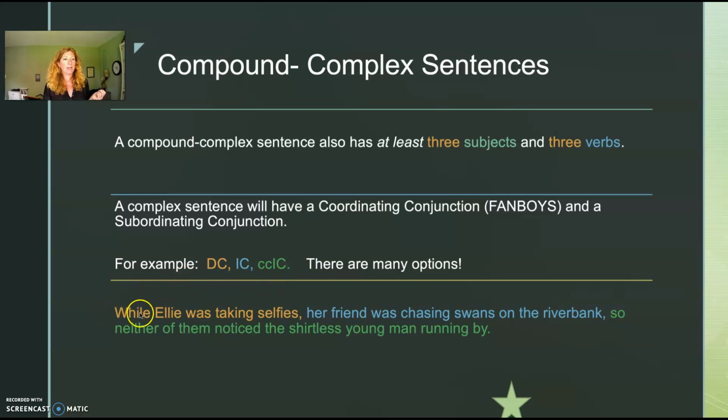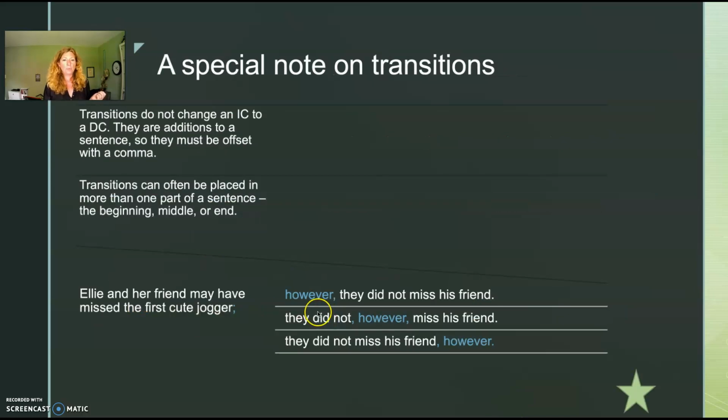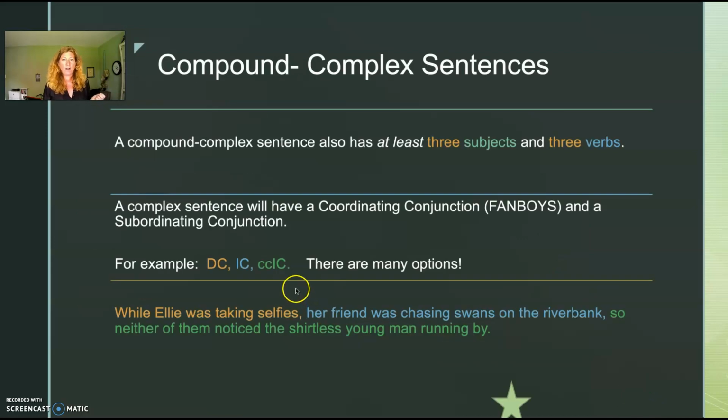We have a subordinating conjunction, while. While Ellie was taking selfies, comma, oops, sorry guys, her friend was chasing away swans on the riverbank, comma, so there's my coordinating conjunction, my fanboy. Neither of them noticed the shirtless young man running by. Ooh, too bad.